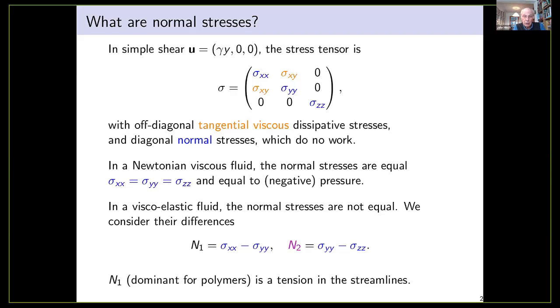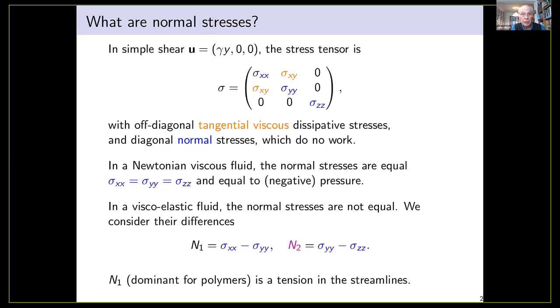Now, when I was a research student and learning about rheology from Anthony, the non-Newtonian fluids were polymers, polymer melts, polymer solutions. And for them, there is an N1, which is big. That corresponds to a stress in the x, the flow direction. It's a tension in the streamlines. And there's not much of an N2. In fact, it's so difficult to measure, it was even suggested that it doesn't exist. Why bother about it? So that's where the neglect started.